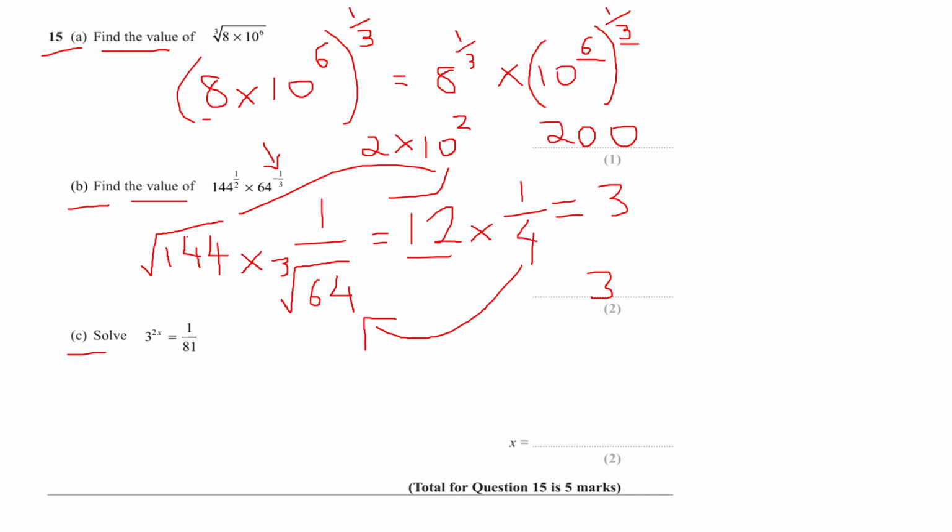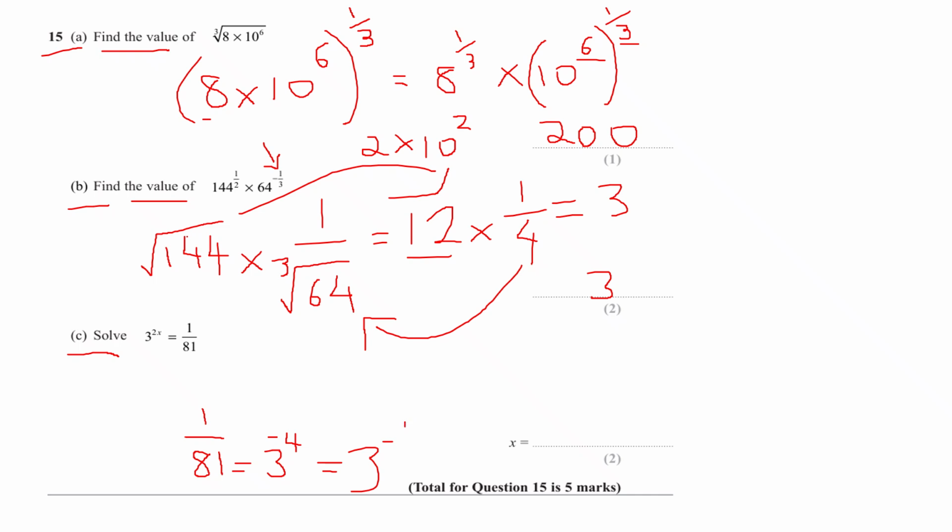Part C, this one's a bit more tricky. So I have to solve 3 to the 2x equals 1 over 81. So it's knowing that 81 can be expressed as a power of 3. So 81 is 9 times 9, which is the same as 3 times 3 times 3 times 3. So 81 here is going to be written as 3 to the power of 4. But I've got 1 over 81, so it makes it a negative power, so it's 3 to the minus 4.